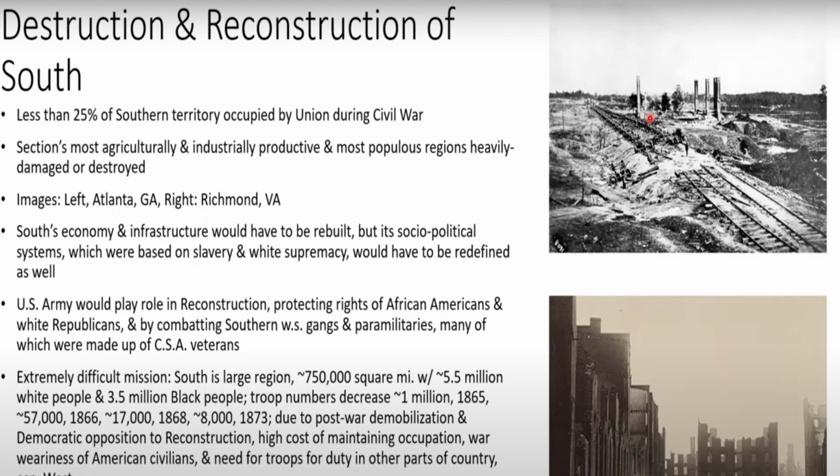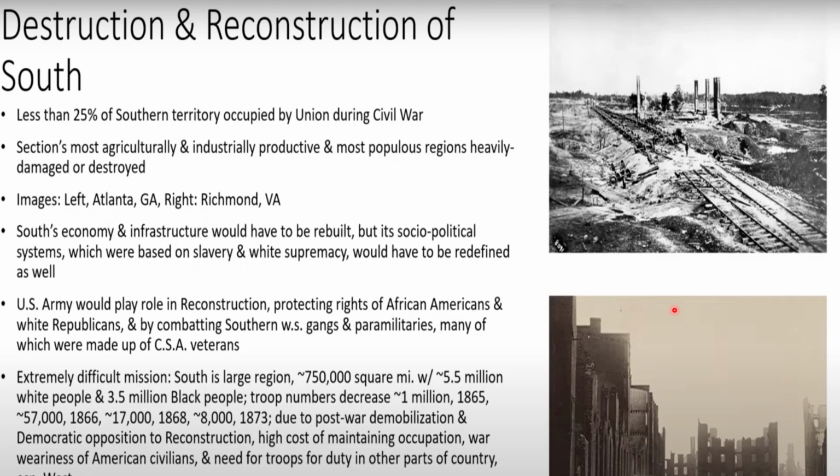If you were to keep track of this territory mathematically, you'd find that less than 25% of Southern territory had really been occupied by the Union during the Civil War. But as I said, the South's most agriculturally and industrially productive and most populous regions were heavily damaged or destroyed in the conflict. And again, images from Atlanta, Georgia, as railroads were destroyed by Sherman's troops. That was part of the strategy, and then destruction of Richmond, the Confederate capital. The South's economy and infrastructure are going to have to be rebuilt, along with its socio-political systems.